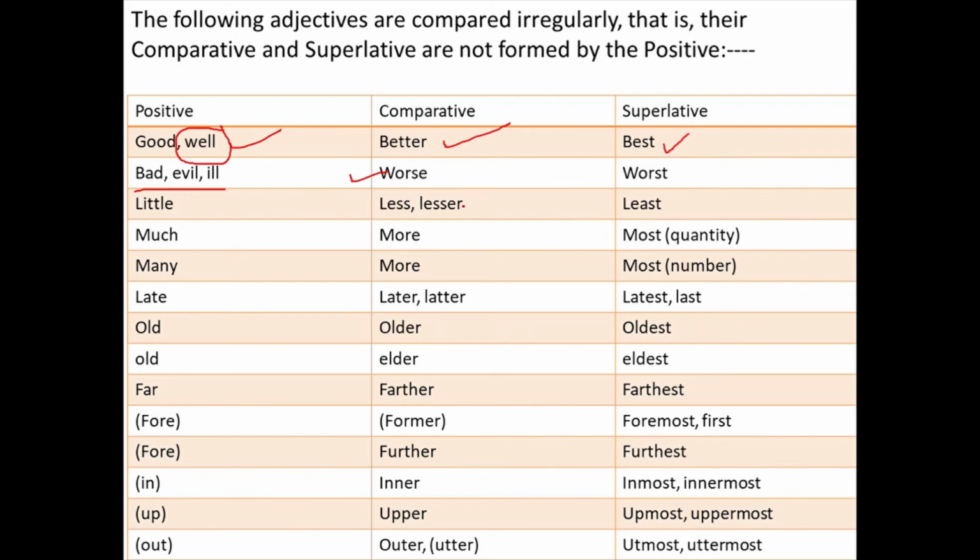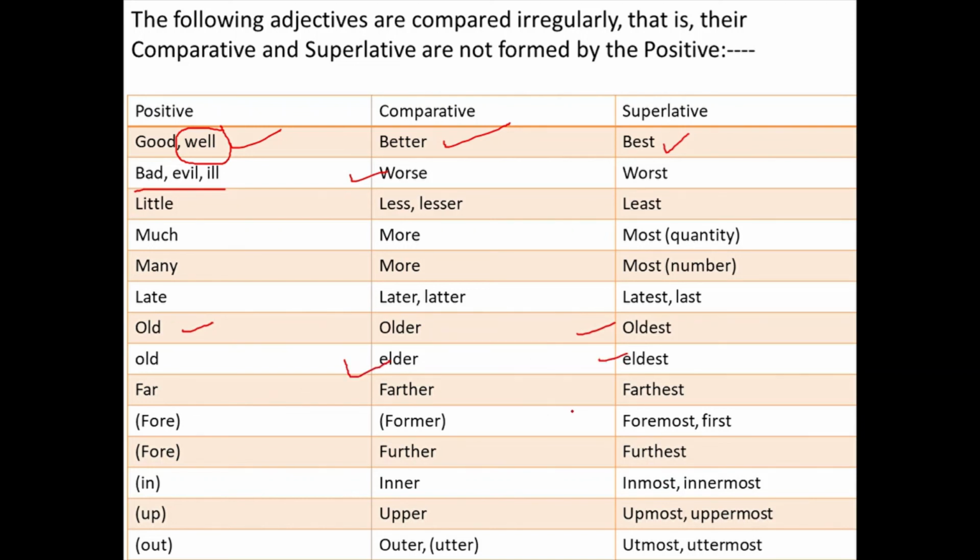Little, less, lesser, and least. Much, more, most. Many, more, most. See, the difference is shown: when we use it for quantity, we use much, and for number, we use many. Late, later, latest or last. Old, older, oldest; old, elder, eldest. Here the first old is for things. When we talk about things, we say old thing, older things. When we talk about persons, we say elder or eldest, right?